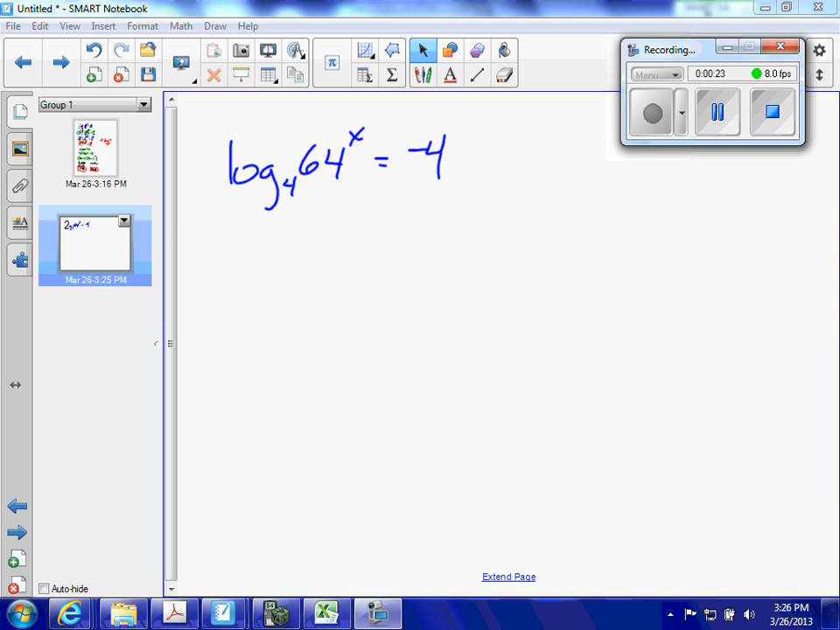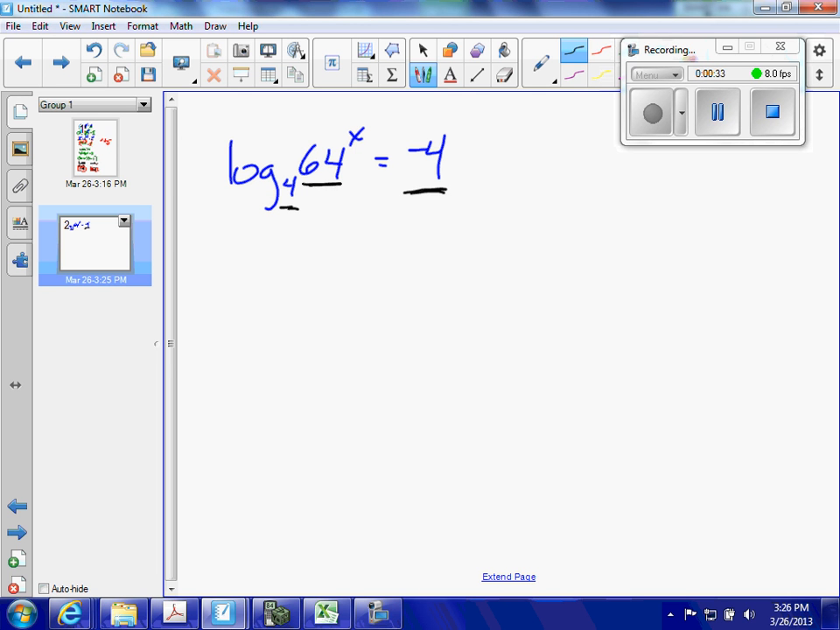And at this point in our knowledge of logarithms, since I have a base 4, and I see I have a 4 over here, and I see 64, and I know that 64 is equal to 4 cubed, I'm going to be looking to do something with base 4. So what I'm going to do first is change my logarithmic expression into an exponential expression.